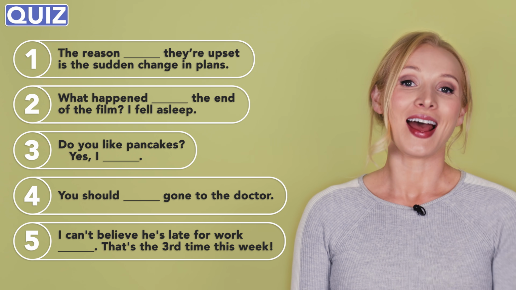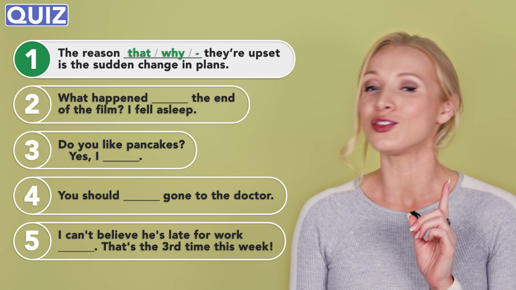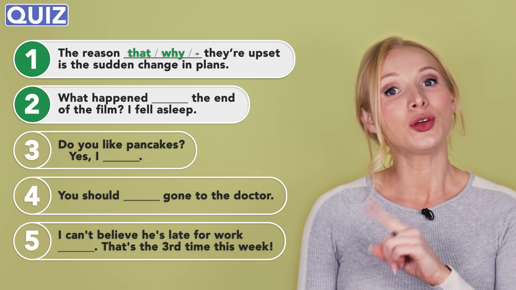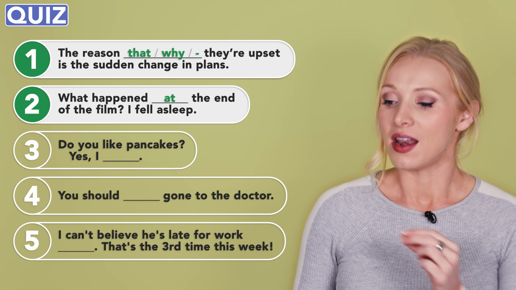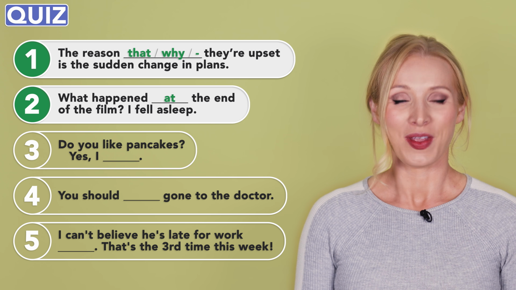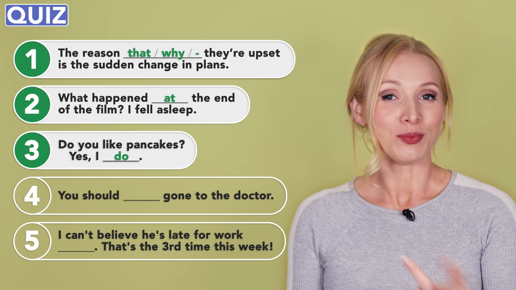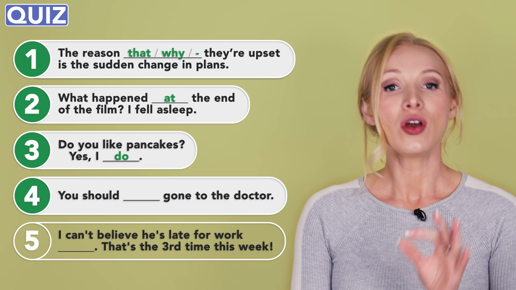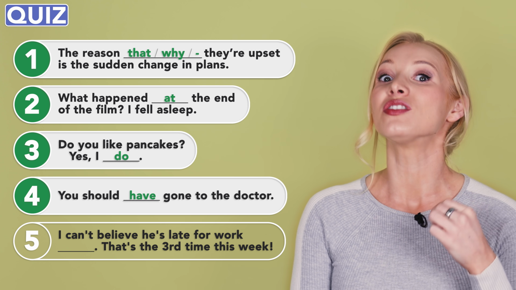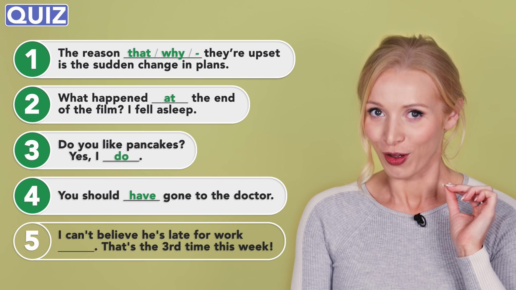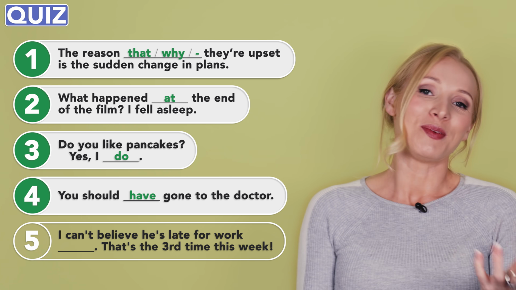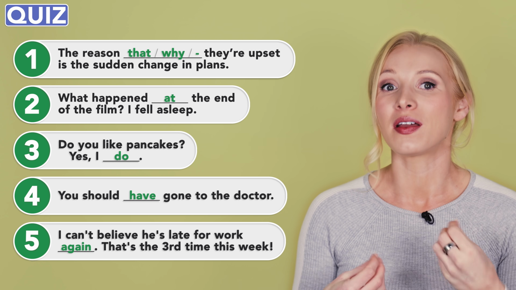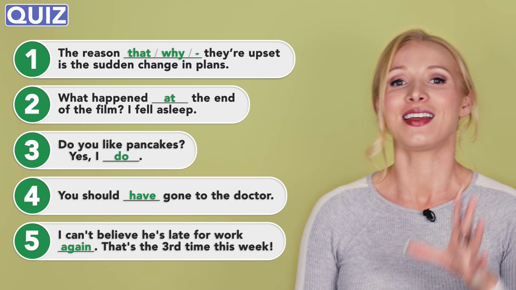Okay, in number 1, we can have that or why, or we could just leave it blank. We can't use because. It doesn't join 2 clauses. 2 should be at the end, the literal end point of the film. 3, yes, I do, not yes, I like, which is grammatically incorrect. 4, you should have gone or you should have gone, not should of, which sounds the same in the short form but isn't correct. And number 5 should be again. He's late for work again, with again placed naturally at the end.